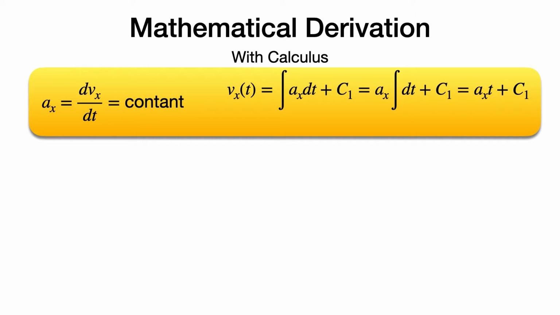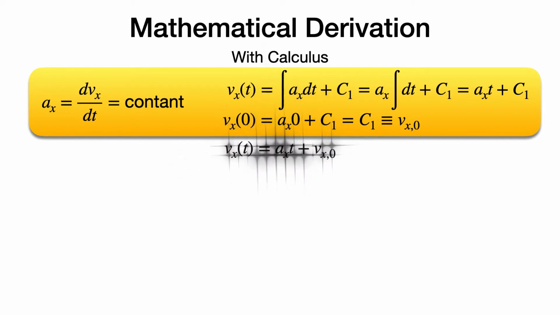Now, to determine the integration constant, we can simply evaluate our equation at some specific time. In this case, t equals 0. The acceleration term vanishes because it's multiplied by 0, and that tells us that c1, our constant of integration, is just the velocity at t equals 0. And we'll denote this by v sub x naught instead of by c1. And this gives us our first equation of motion for motion under a constant acceleration.